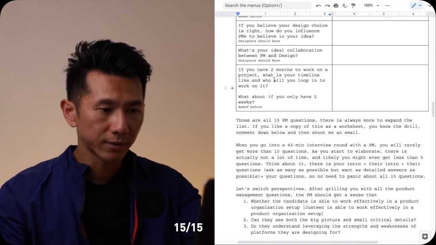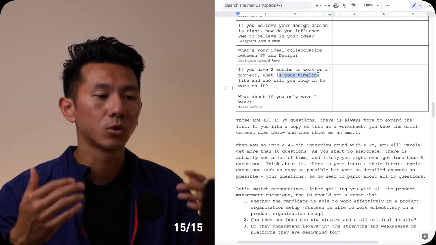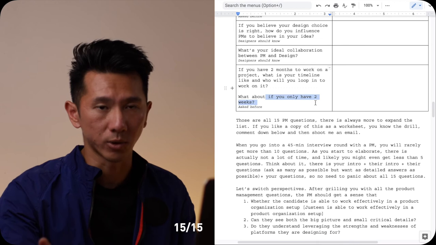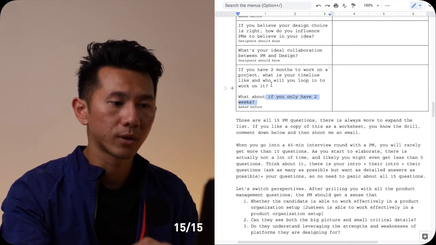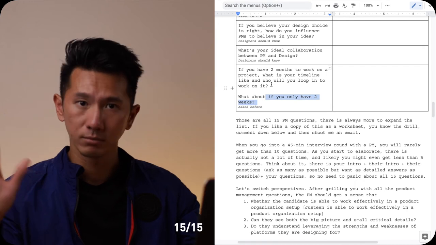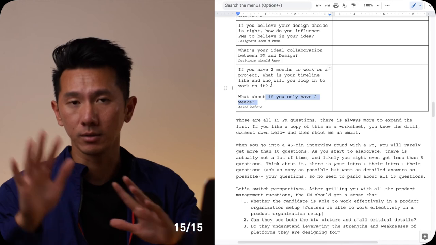If you have 2 months to work on a project, what is your timeline like? And who will you loop in to work on it? After you answer that, the second part is, what if you only have 2 weeks for it? What is your timeline like? Who will you collaborate with? 2 months versus 2 weeks, same project. How do you approach them? Are they going to be the same? Are they going to be different? How same? How different? Yeah, I got this question before. Those are my 15 PM questions.